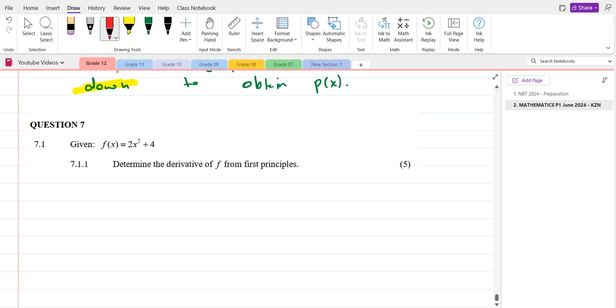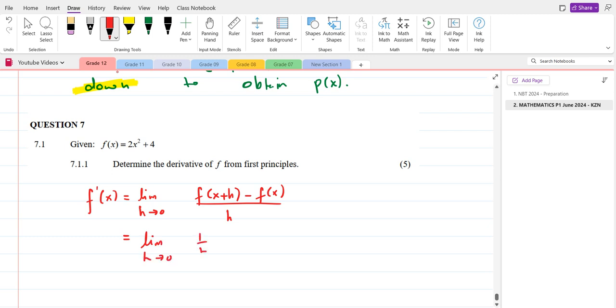So what we have is f prime x. We're going to find derivative of f is limit as h approaches 0 of f of x plus h minus f of x all over h. Instead of writing all over h, I usually take the 1 over h out, and then I'm going to write it like this. What's f of x plus h? That's x plus h substituted into x, so 2 into x plus h all squared plus 4 minus f of x, which is 2x squared plus 4.